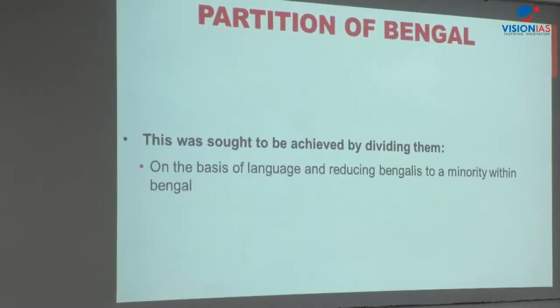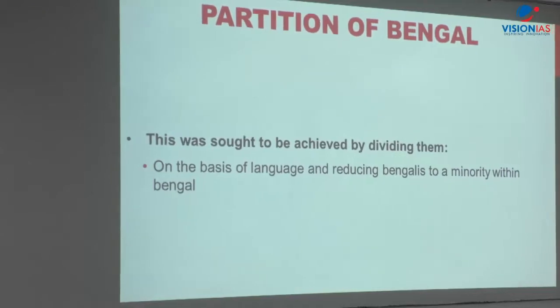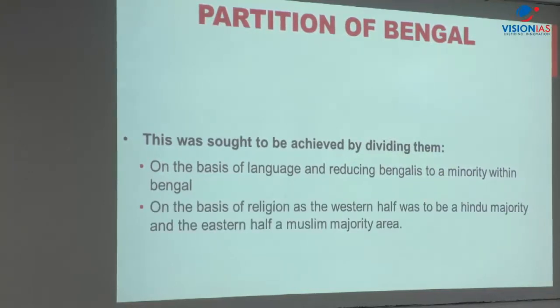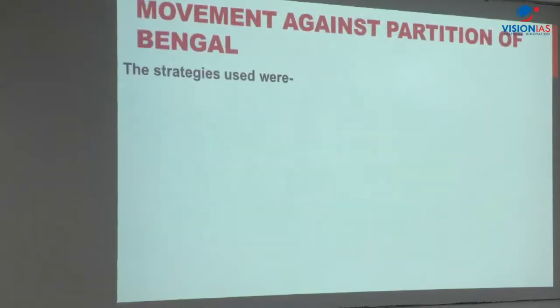This was to be done on the basis of language, by reducing Bengalis to a minority, meaning that they were no longer to be the largest Bengali speaking population within Bengal, and on the basis of religion, as the western half was to be a Hindu majority and the eastern half a Muslim majority area.